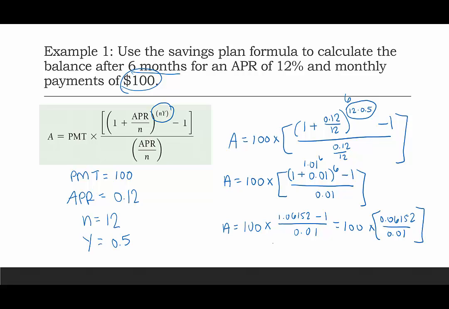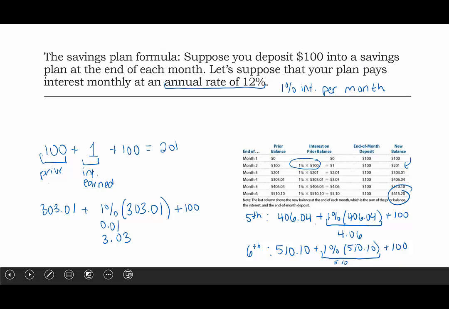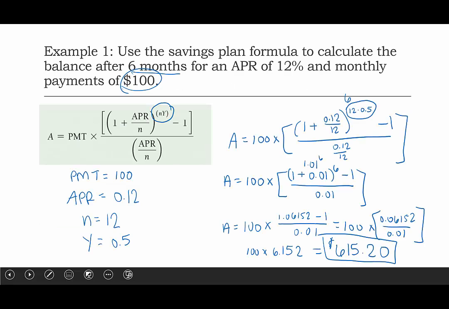This will become 6.152..., 100 times, when we divide. And here we are. We end up with 615.20. How did our formula do? Well, what were we expecting? Let's go back. 615.20. And we have 615.20, so the formula worked.